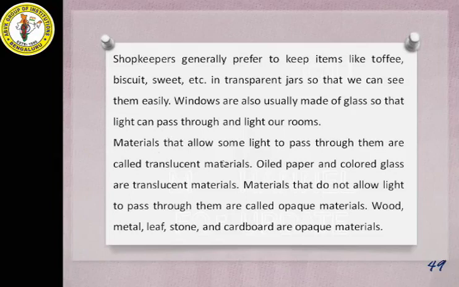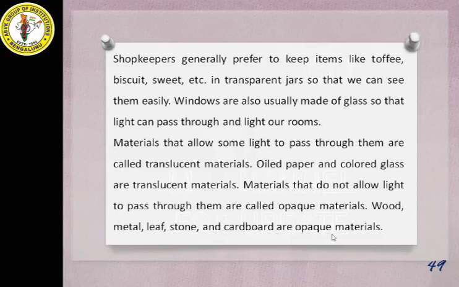Next, the materials that allow some light to pass through them are called translucent materials. This is the next concept. What are translucent materials? The materials which allow only some part of light to pass through them. Examples: oil, paper, colored glass. Next, the last concept: the materials that do not allow light to pass through them are called opaque materials. Those materials which do not allow any light to pass through are opaque. Examples: wood, metal, leaf, stone and cardboard are opaque materials.